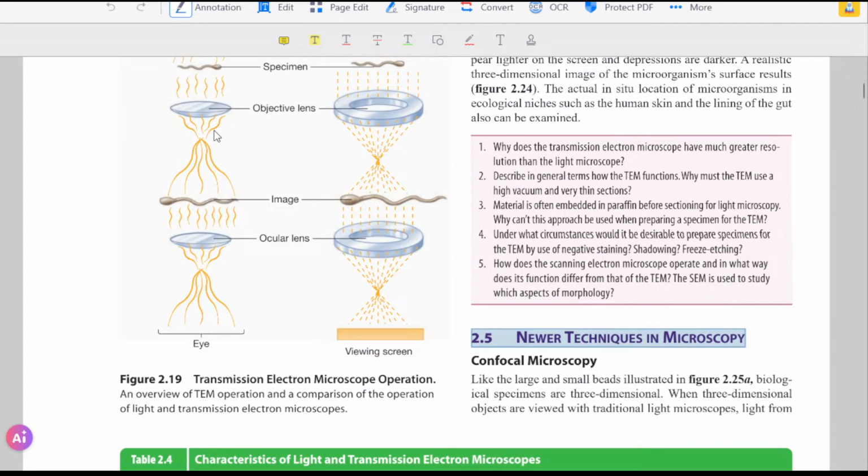After the electrons pass through the specimen, it creates an image. The image is passed through the ocular lens in the case of the light microscope, while in this case the image is passed through a magnet. Like the light was handled by the lenses, the electron beams are handled by the magnetic condensers, and it goes to the eyes, and this one goes towards the screen and then our eyes.